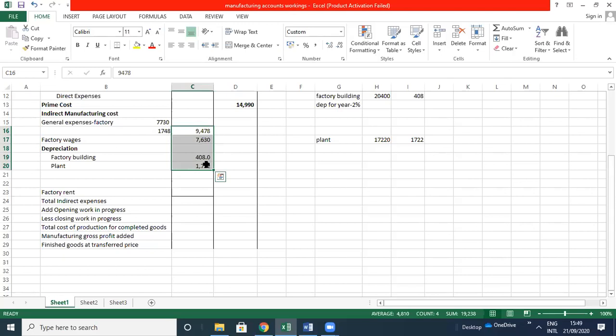No, note number 6. What about note number 6? What is the amount of rent and rates? Has it been given in the trial balance?